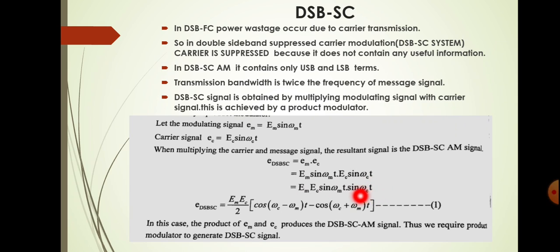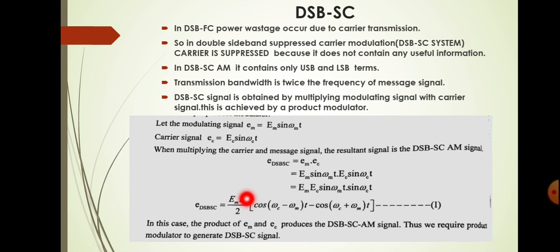Suppose, since omega C is the maximum frequency, let it be sin A and this is sin B. So we will write the equation for DSBSC equal to EM into EC, which is a constant term. Instead of this, we can write the cos terms, that it will be equal to 1 by 2 into cos omega C minus omega M into T minus cos omega C plus omega M into T. So this is the equation for the DSB-SC signal.